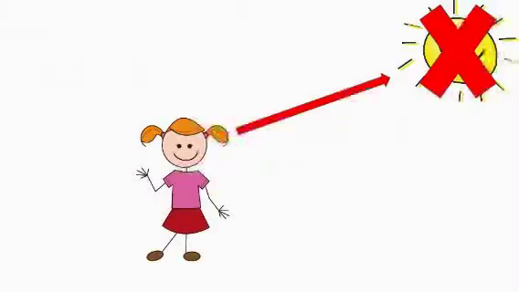Obviously, not looking at the sun is one of the most important and crucial things you can do to protect your eyes from overexposure and the damage that the UV rays can cause. Not looking at the sun directly will help prevent the UV rays from contacting your eyes.